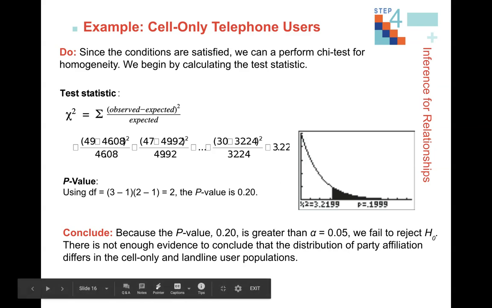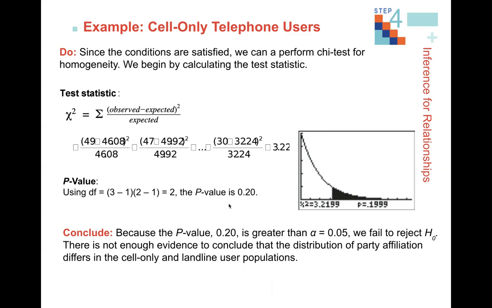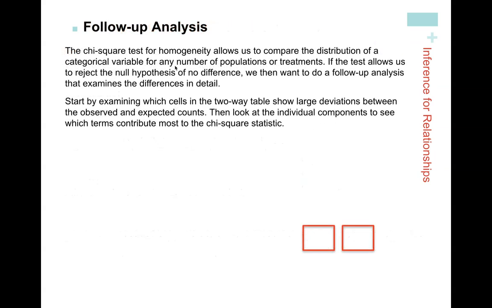Instead of a 4-step procedure, now you're going to have a 5-step procedure if you have significant results. In this case, the p-value is high. We're not going to reject. We're going to fail to reject, so we're not going to do an FU. But here is what an FU is.